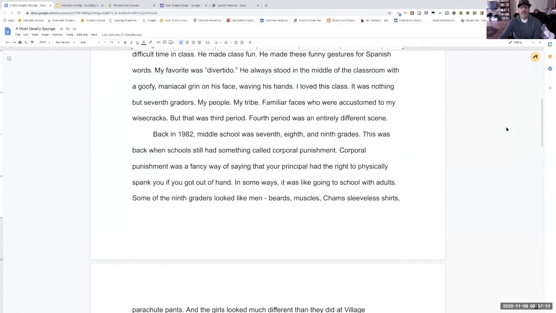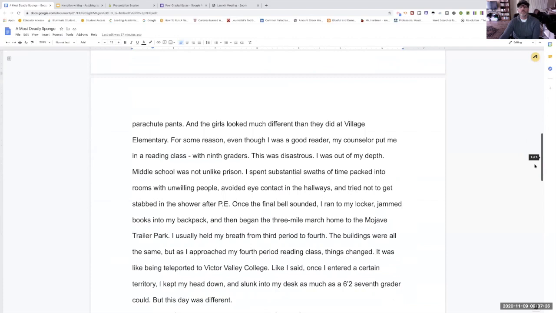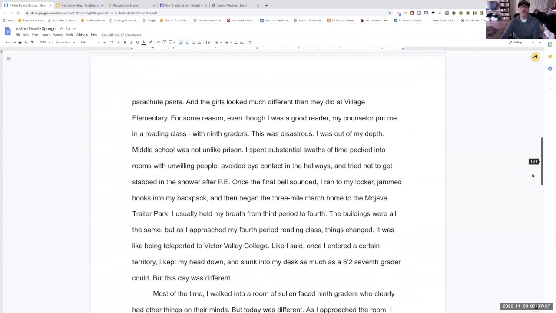Back in 1982, middle school was 7th, 8th, and 9th grades. This was back when school still had something called corporal punishment. Corporal punishment was a fancy way of saying that your principal had the right to physically spank you if you got out of hand. In some ways, it was like going to school with adults. Some of the 9th graders looked like men, beards, muscles, sleeveless shirts, parachute pants, and the girls looked much different than they did at Village Elementary.